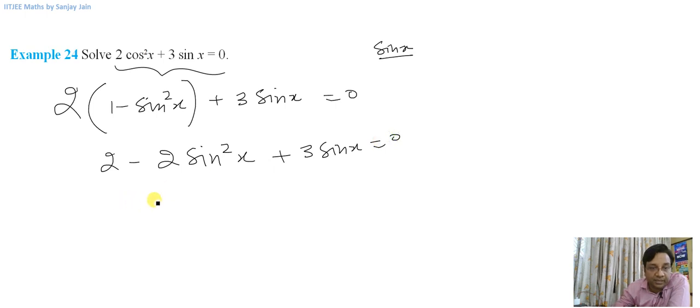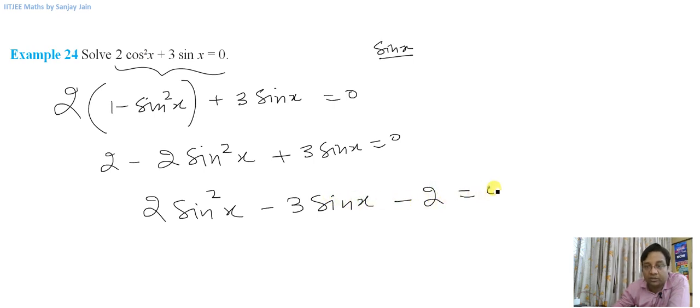Let me write it into a standard form. 2 sine squared x minus 3 sine x minus 2 equal to 0. This is something that you can easily factorize. Otherwise you can directly apply the quadratic formula, and get the solutions or get the factors. So for this I don't have to do anything. I can simply factorize it like this.